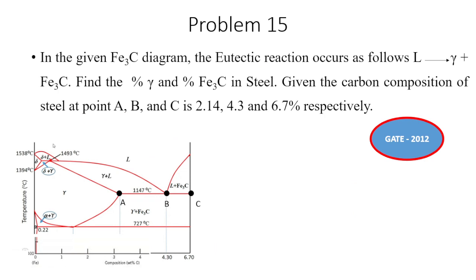Okay, coming to the next problem. In the given iron carbon diagram, the eutectic reaction occurs as follows: from liquid phase to gamma plus Fe3C phase. On heating we get liquid, on cooling we get gamma plus Fe3C. So we have to find the percentage of gamma and percentage of Fe3C in this particular reaction, not the steel, in this region.